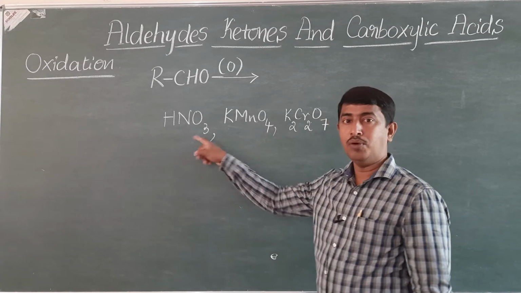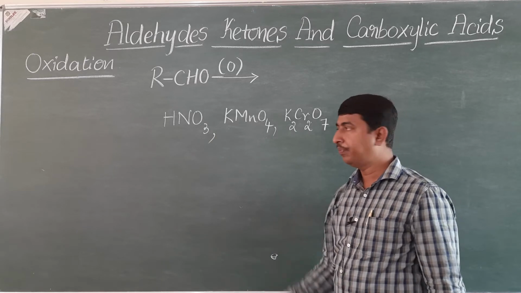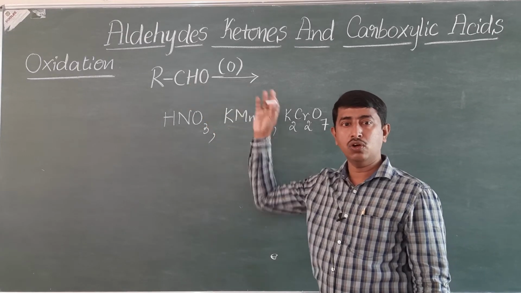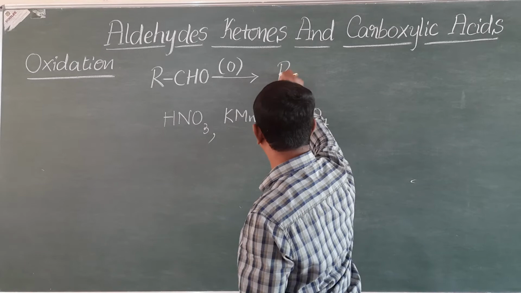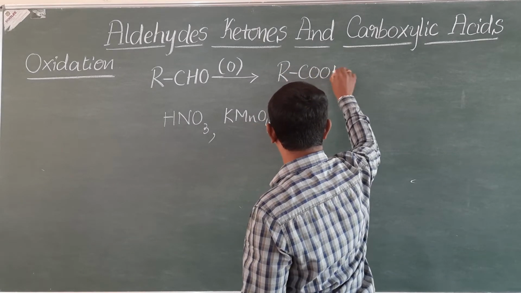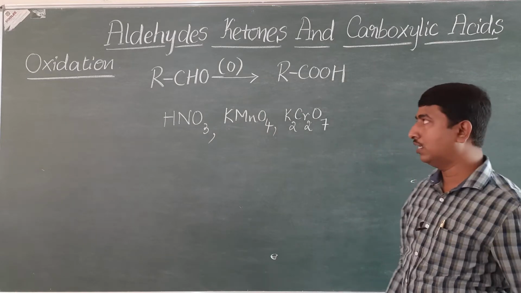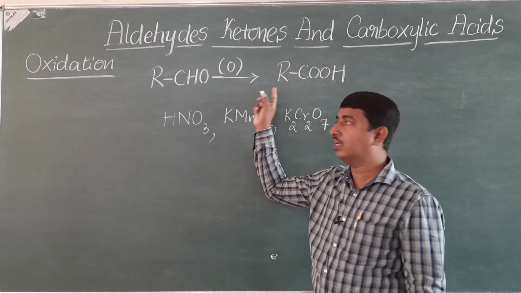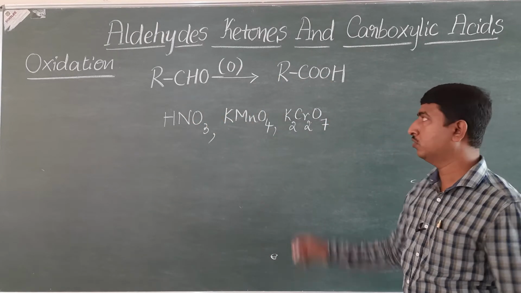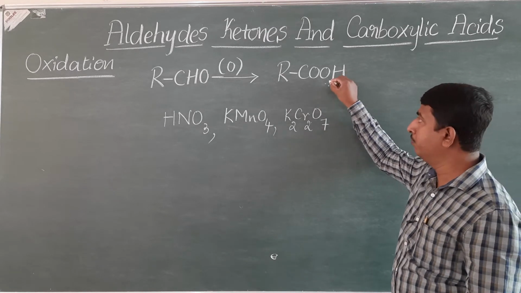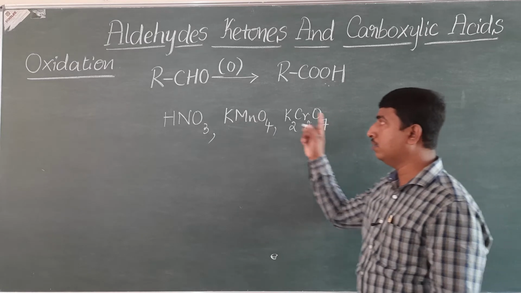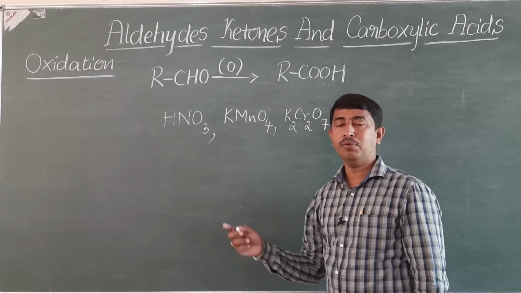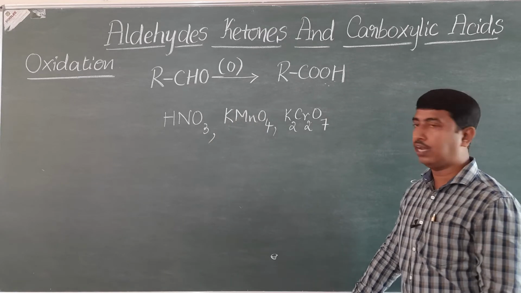So in the presence of commonly used oxidizing agents like nitric acid, potassium permanganate, potassium dichromate, these aldehydes readily undergo oxidation forming carboxylic acid, that is carboxylic acid containing the same number of carbon atoms as that of the parent aldehyde. So aldehyde undergoes oxidation readily, forming carboxylic acid with the same number of carbon atoms.